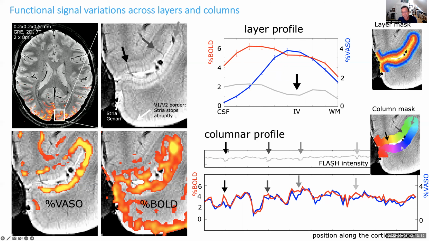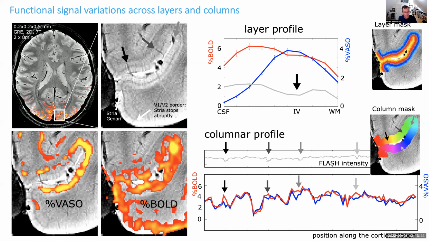However, if you look at the columnar profile, and this is basically a plot of the ribbon along the visual cortex, you find that all the areas that show the susceptibility effects, these large vessel effects, are also somewhat showing up in both BOLD and VASO. So it means in some way that there's less spillage of the vasculature along the cortical ribbon.